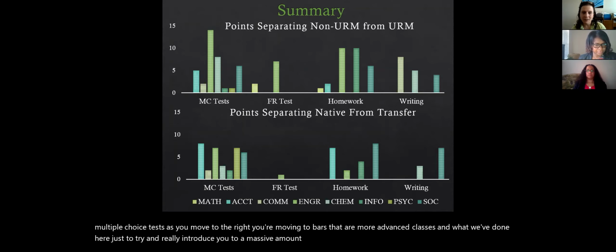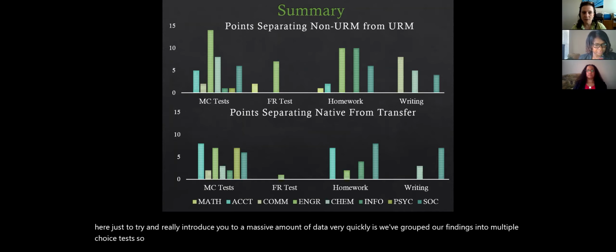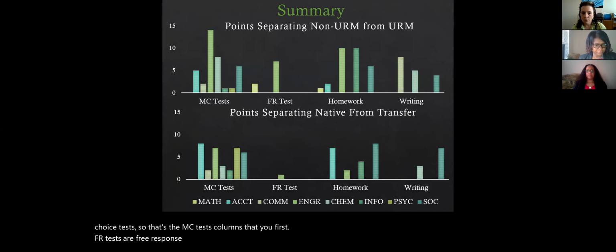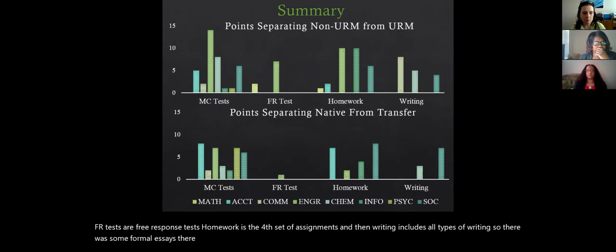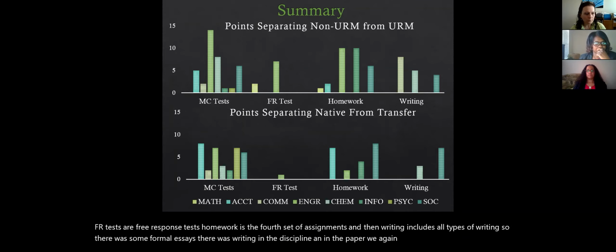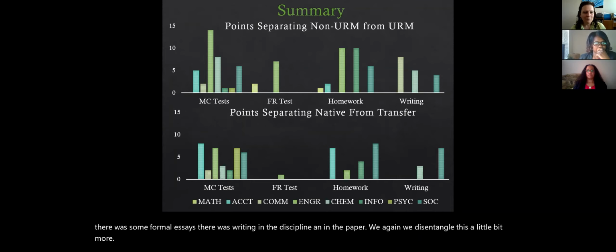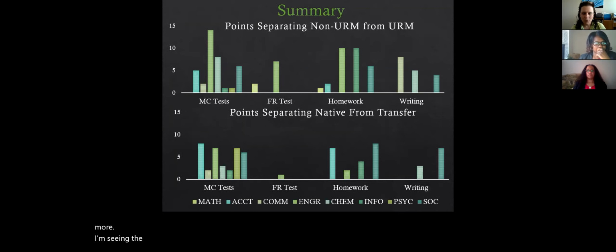And what we've done here, just to try and really introduce you to a massive amount of data very quickly, is we've grouped our findings into multiple choice tests. So that's the MC tests columns that you see first. FR tests are free response tests. Homework is the 4th set of assignments, and then writing includes all types of writing. So there was some formal essays, there was writing in the discipline, and in the paper we disentangle this a little bit more.